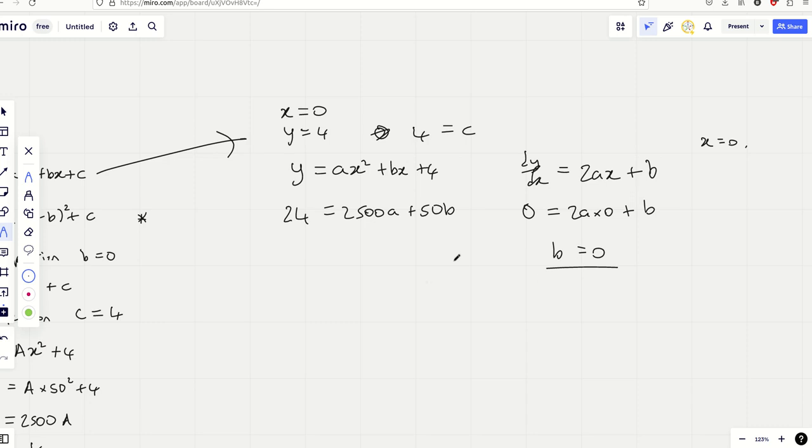Good, there we go. And so when you find out b equals 0, you can then, sorry, I messed up plus 4 in the end, didn't I? When you find out b equals 0, you can then find a by plugging this into here and rearranging it to find a. So you're going to get exactly the same values. A is 1 over 125.